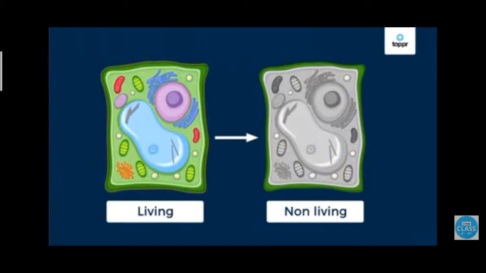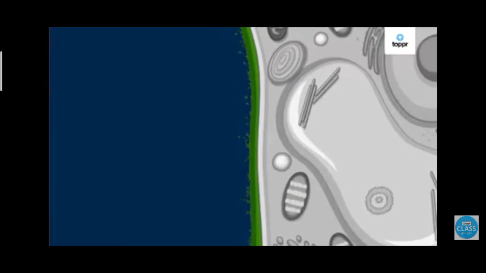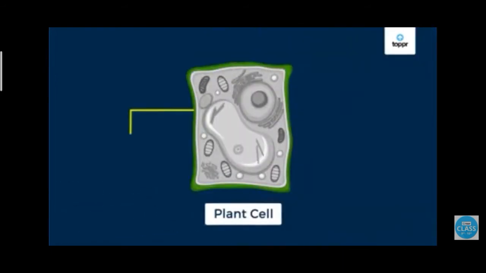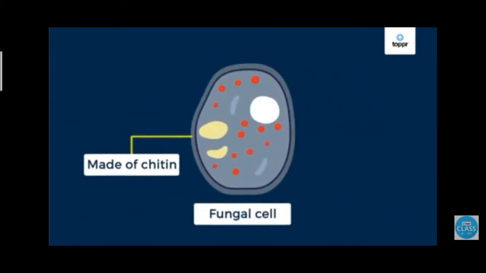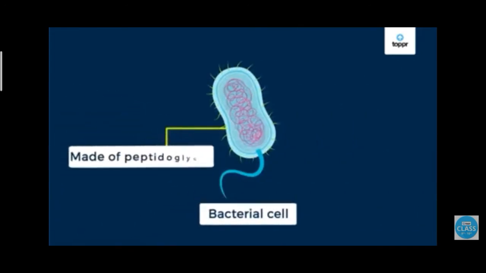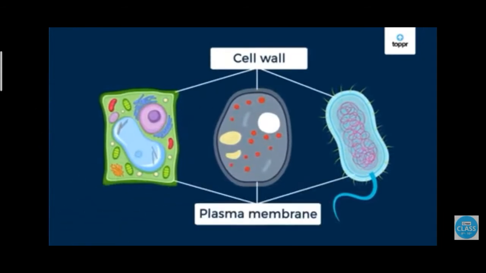Actually, the cell is living and the outer covering of the plant cell wall is non-living. It is because the cell wall is made up of cellulose that makes the cell wall non-living. And fungal cell wall is made up of chitin. And bacterial cell wall is made up of peptidoglycan. So, cell wall is the outer layer in these cells, and plasma membrane or cell membrane is the second layer in these plant cell, fungal cell and bacterial cell.